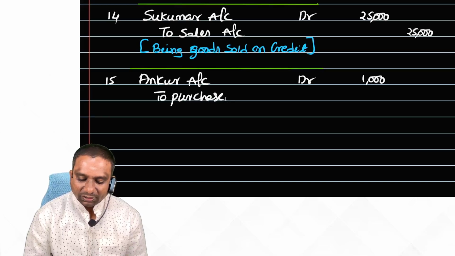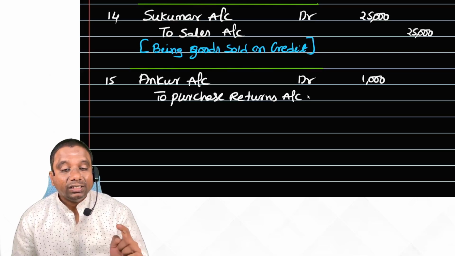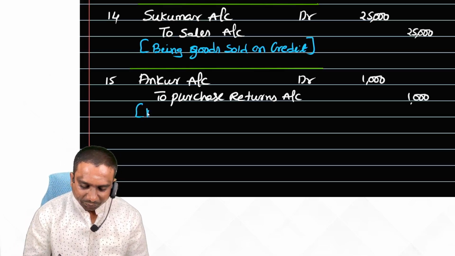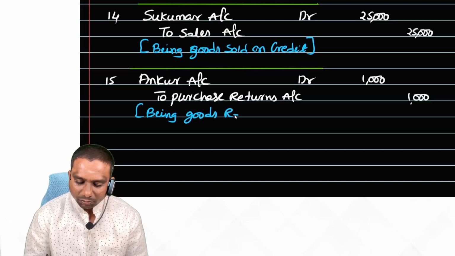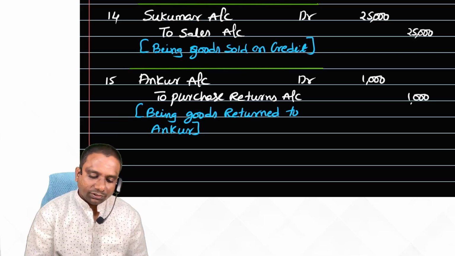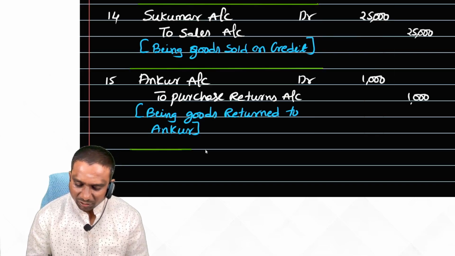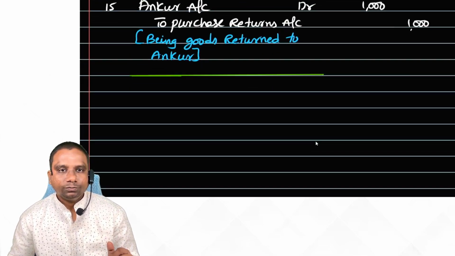Observe, students: purchase returns account. And what is the other name for purchase returns? Returns outward account. 1,000, being goods returned to Ankur. Yes or no, students? Understood why we are drawing a line? To differentiate between two entries. Otherwise, they become clumsy. Yes or no? Next one.